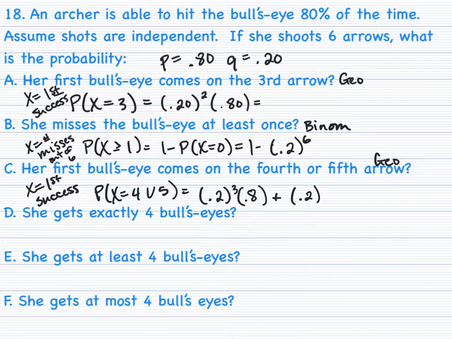Sorry, if you were wondering why that was a 3, it was because it was not supposed to be a 3. So 3 misses, then hits on the 4th arrow. It was right the first time. And then 4 misses, and then hits on the 5th arrow.